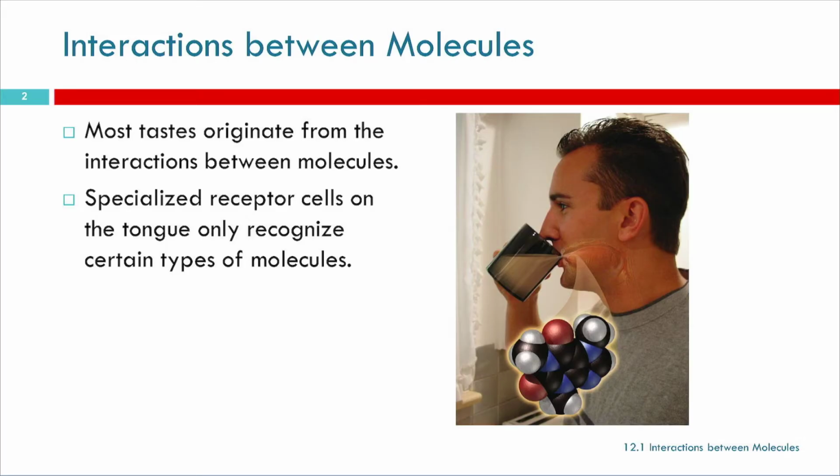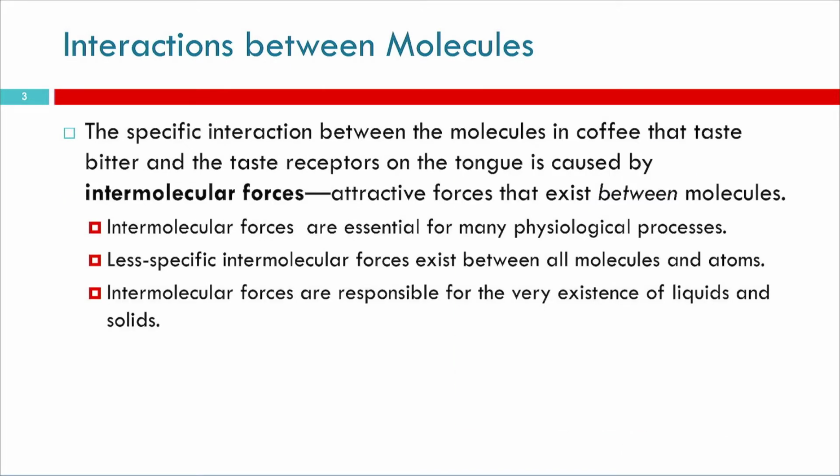Most of our tastes originate from the interactions between molecules, specifically molecules and receptor cells on our tongue, and the way that our tongue detects different types of molecules, right? We know that sucrose or sugar is sweet. There's a molecule in your tongue that makes up the receptor, and that receptor has a slot in it that fits sucrose molecules. And so every time you're drinking something and you taste something sweet, those sucrose molecules are locking in with those receptors on your tongue to detect sweetness or other flavors as well.